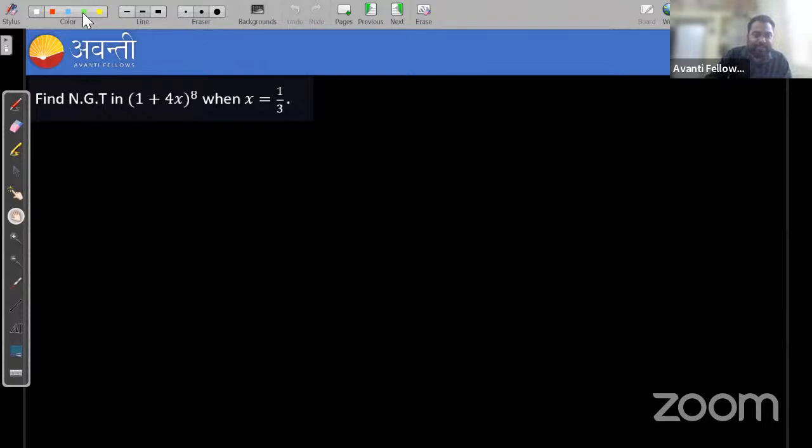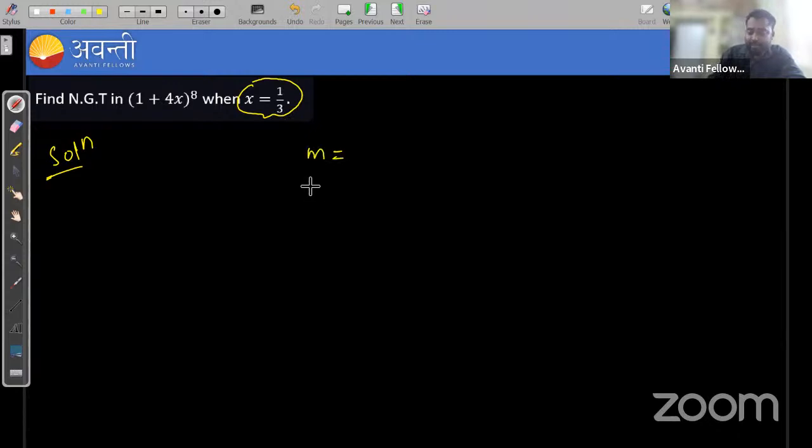Okay, so let's see in this question, you need to find the numerically greatest term in the expansion (1+4x)^8 when x is equal to 1/3. Always when the numerically greatest term is asked in the question, the value of x or the value of y, the value of the variable, will be given. In the derivations also we took specific values for x and y, right? So see here, if x is equal to 1/3, first we need to find m, right?